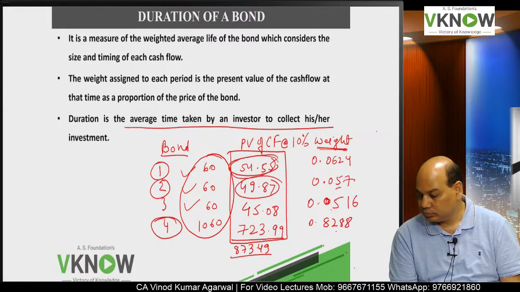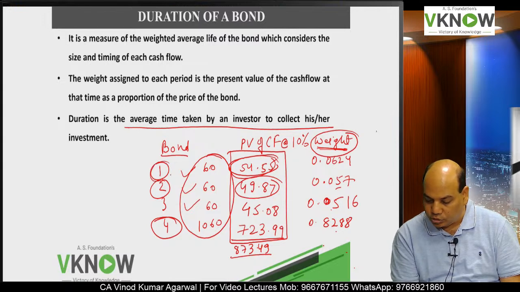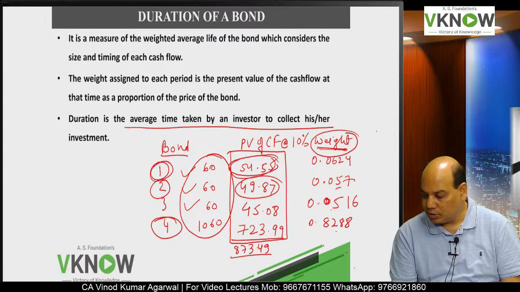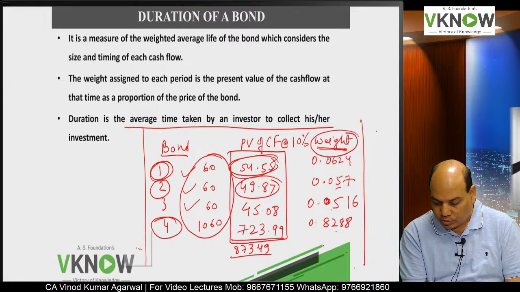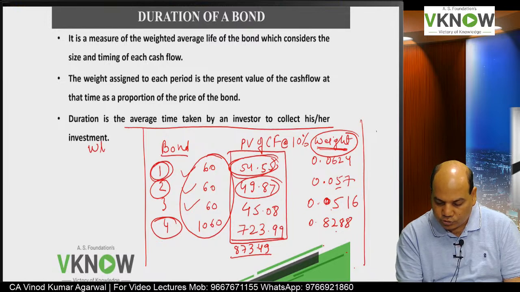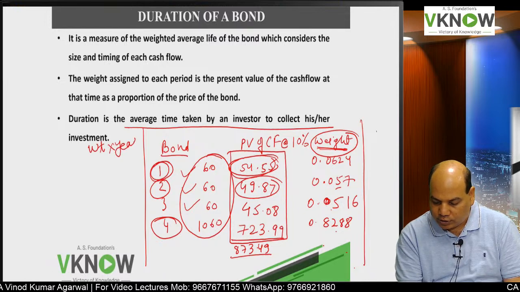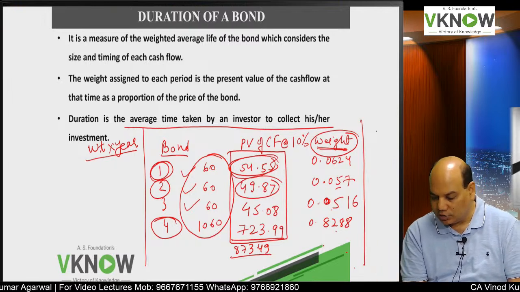0.8288. Now what you will do, you will multiply weight into year. So I am just writing here weight into year. So that is also one way to solve. It takes little more time, so I avoid it because it requires one extra calculation.